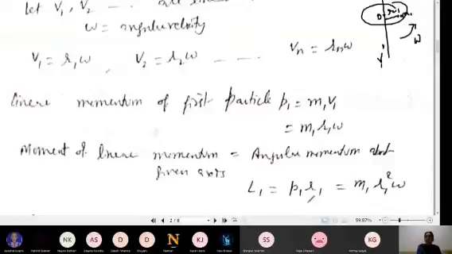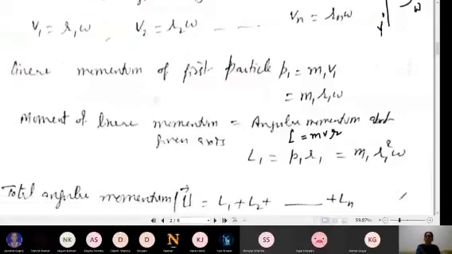Again, we are taking the maximum value, so L equals MVR. This is the general formula for the maximum value, if sine phi equals 1, or phi equals 90 degrees, that is, I apply the force at 90 degrees. So the value we get for L1 is m1 r1 square into omega. This is the angular momentum for the first particle about the given axis.